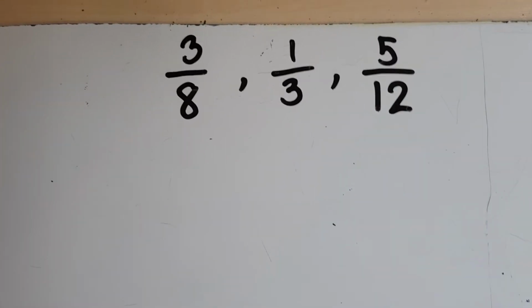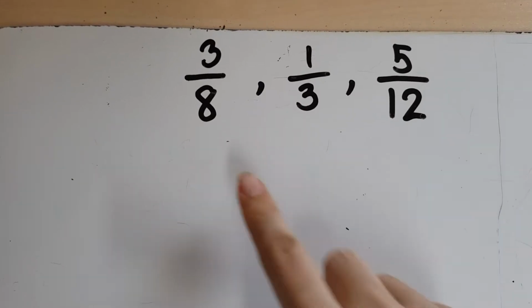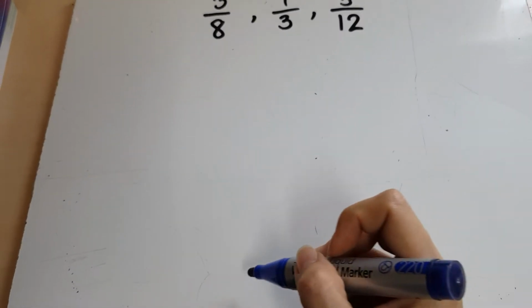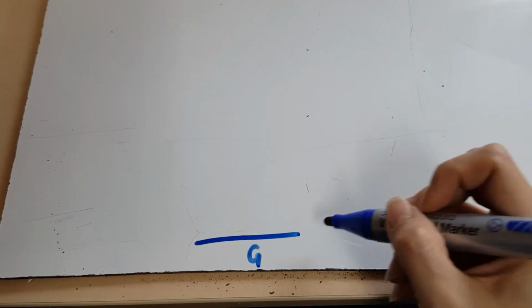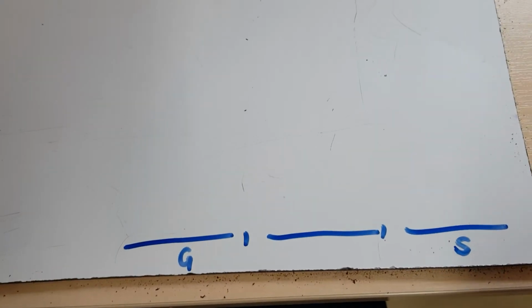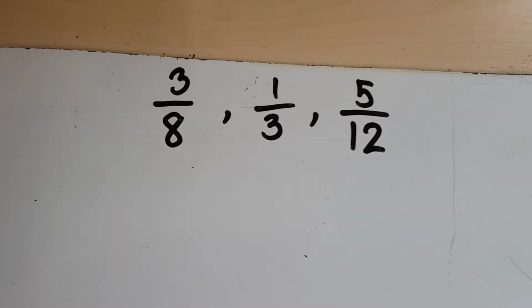Hi everyone, we have our last example and we are going to compare and order these fractions from the greatest to the smallest. So let me write that down. I want it from the greatest, I'm going to write G, to the smallest. And I write G and S to remind myself that I want the greatest here and the smallest there. Okay, so let's get started.